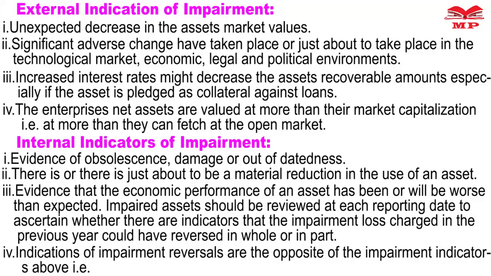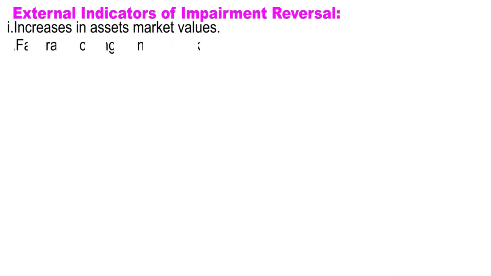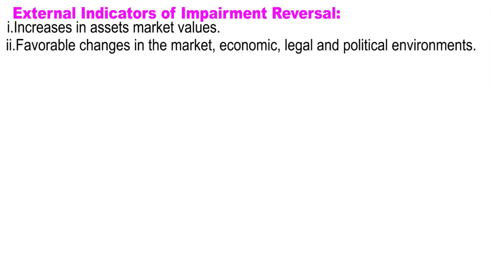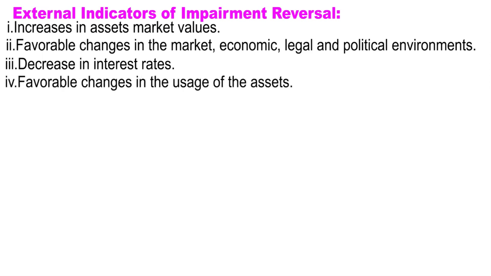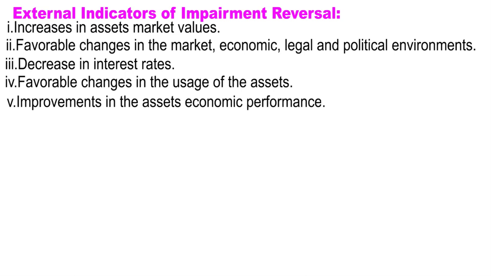Now, let's look at external indicators of impairment reversal. One, increases in the asset's market values. Two, favorable changes in the market, economic, legal, and political environment. Three, decrease in interest rates. Four, favorable changes in the usage of the assets. Five, improvements in the asset's economic performance.